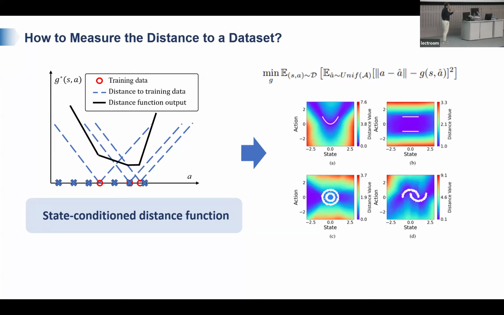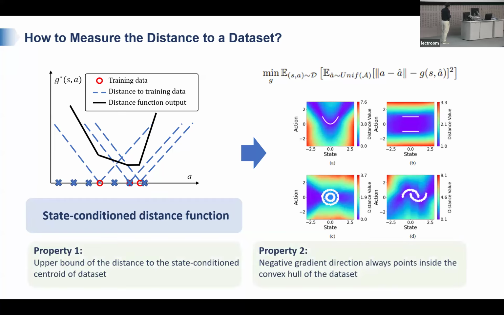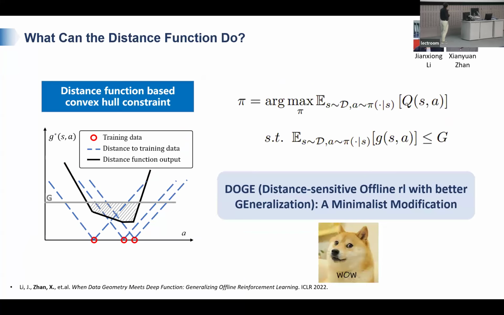Imagine you are given a state-action pair from the dataset, and you uniformly sample actions in the action space. That will create a V-shaped distance curve. Then you average all these V-shaped distance curves for every data sample in your dataset, and you will basically learn this function. It has some very nice properties. The first property is that it always bounds the sample-to-data-centroid distance, conditioned on the state. Another property is that the negative gradient direction of this optimal distance function will always point inside the convex hull of the dataset. That makes it an ideal choice for serving as some kind of policy constraint.